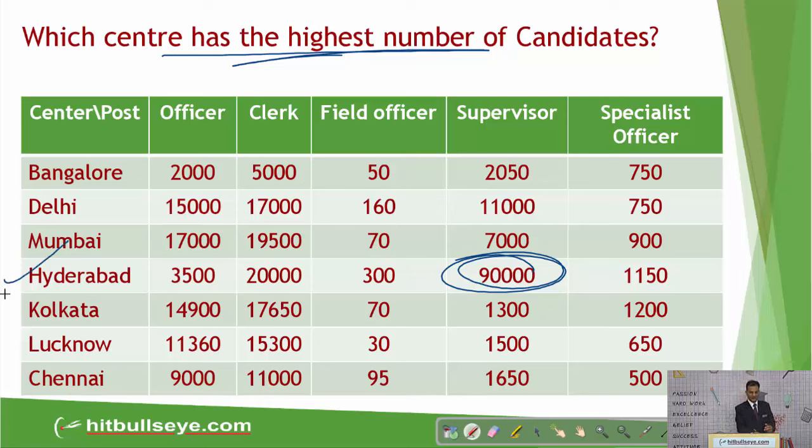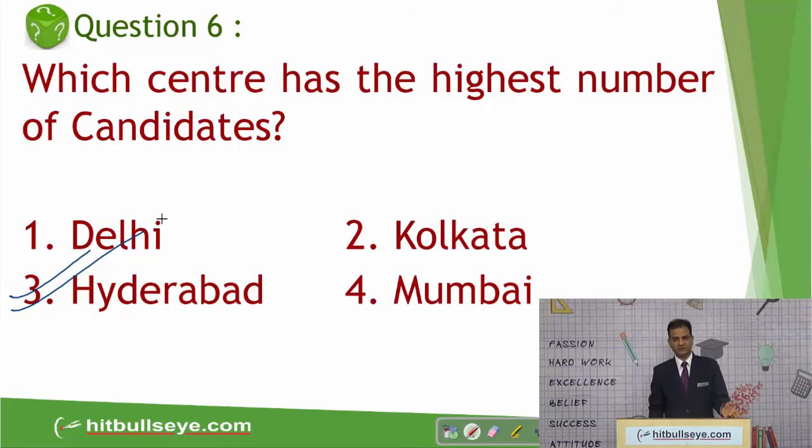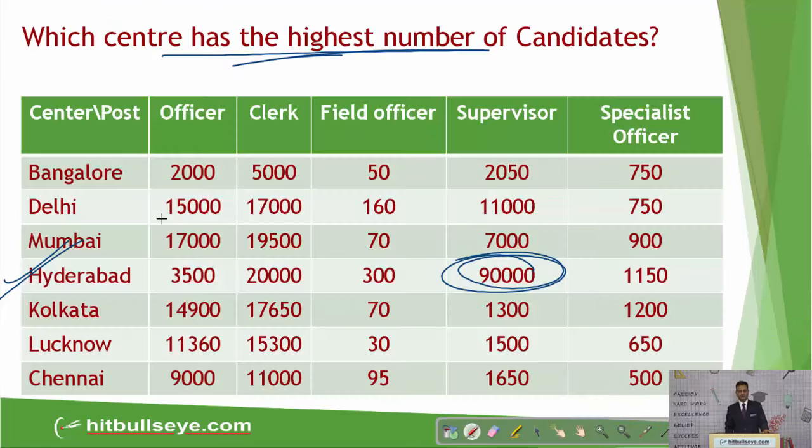So that means Hyderabad has the highest number of candidates. So what is the option? Option number 3 is the answer, which is Hyderabad. Very easy question based on observation. But sometimes, students, what they are doing, they are adding all the numbers. You have to add only if the choices are very close. Here the data is not so close.